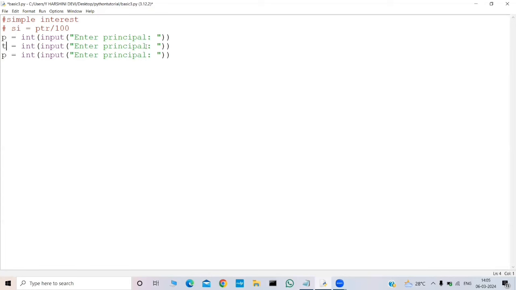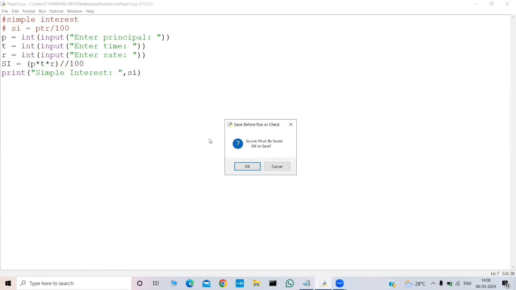Then time: "enter time". And then rate. Okay, SI is equal to P into T into R by 100. And let's print "simple interest" plus SI. Okay, let me run this program.